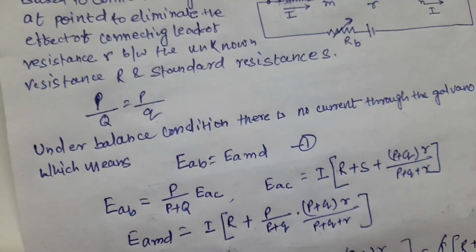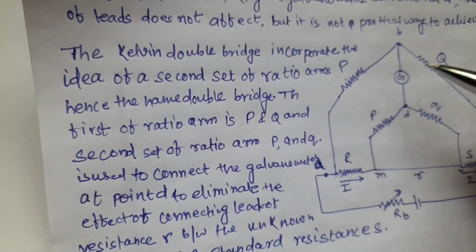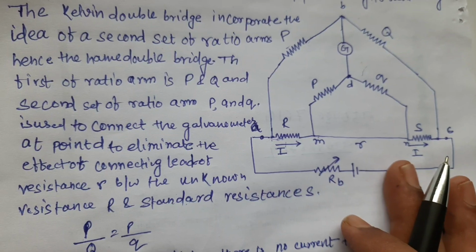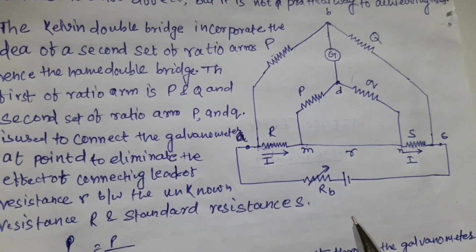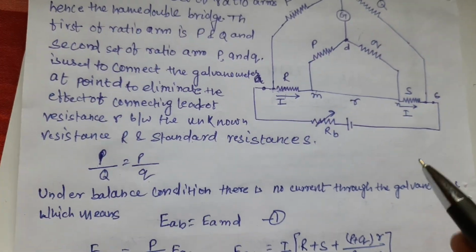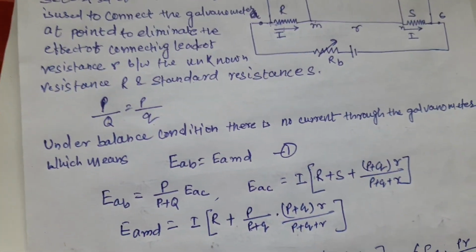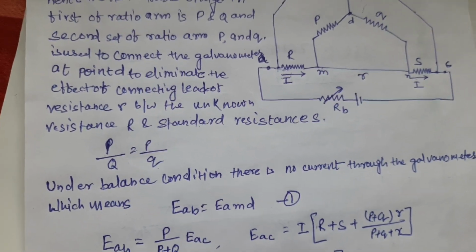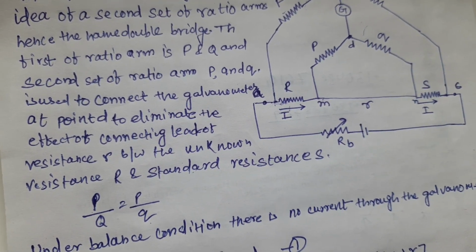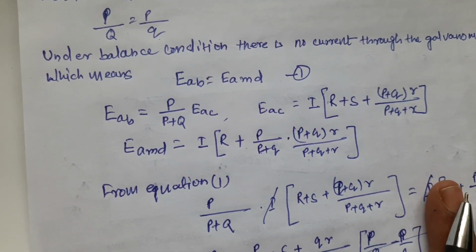So from the circuit, EAB is equal to P by P plus Q into EAC, and EAC is equal to I into R plus S, since P plus Q are connected in series and in parallel with the small resistance r. So the total voltage EAC is equal to I into R plus S into P plus Q by r by P plus Q plus r.